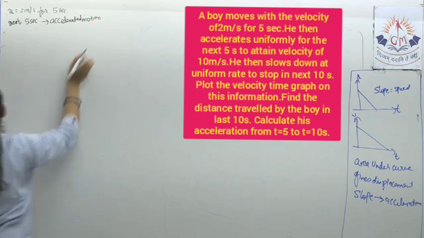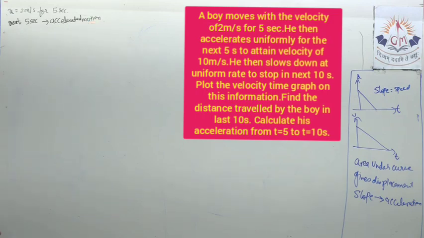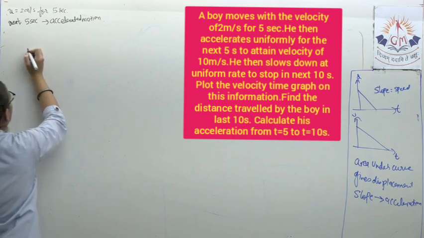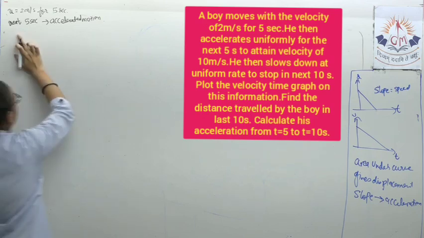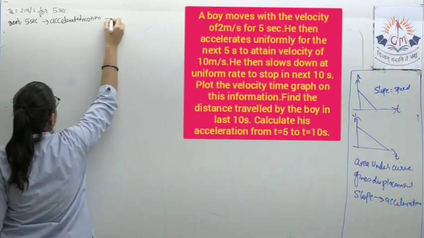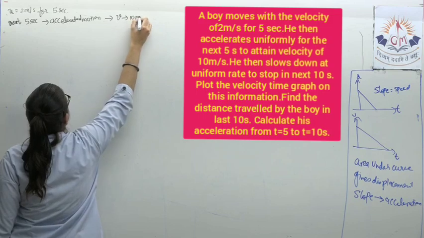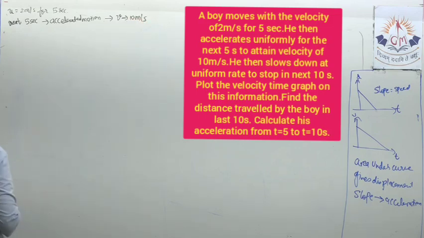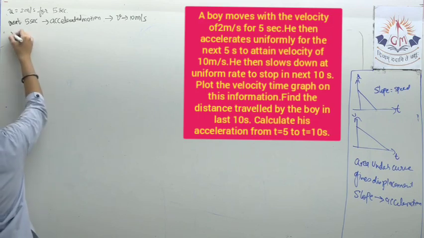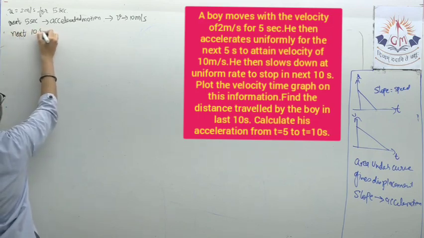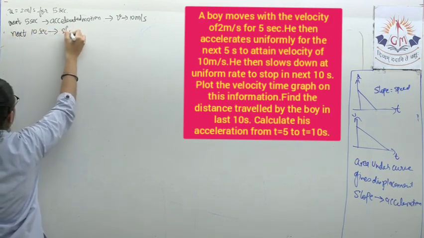This is what is given to you. The object attains a velocity of 10 meter per second. So what is its final velocity after the next 5 seconds of acceleration? The velocity became 10 meter per second. After that, it will slow its speed at a uniform rate for the next 10 seconds. So in the next 10 seconds, it is slowing its speed.